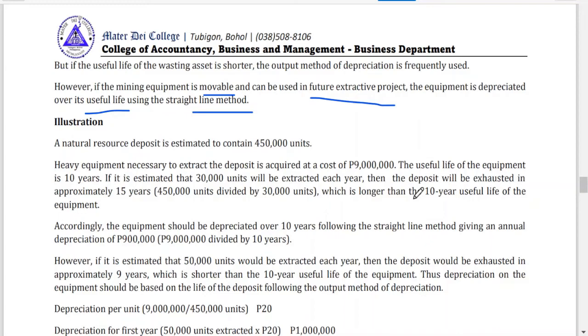So since the asset, the equipment has a shorter life, then, diba, you're going to use straight line method. So the equipment will be depreciated over 10 years using straight line method. So 9 million divided by 10 years.